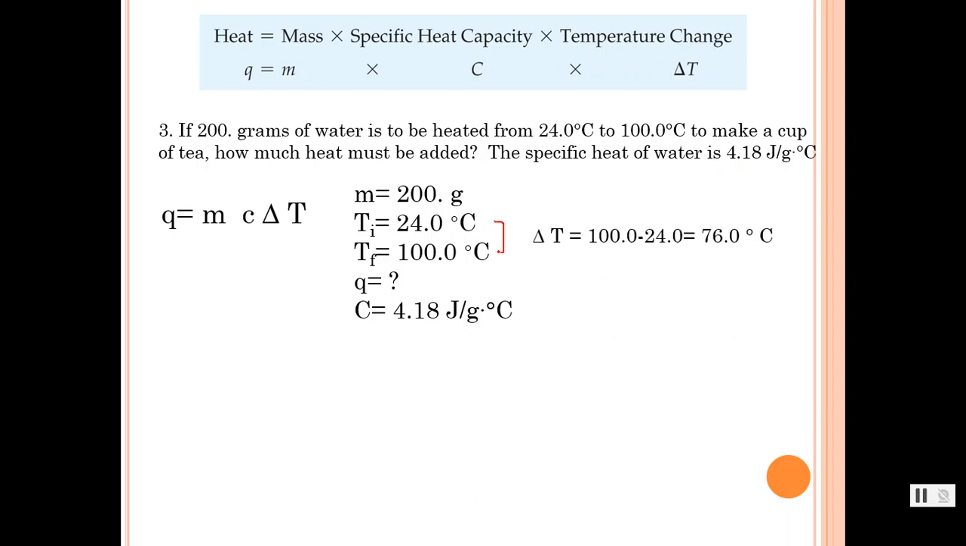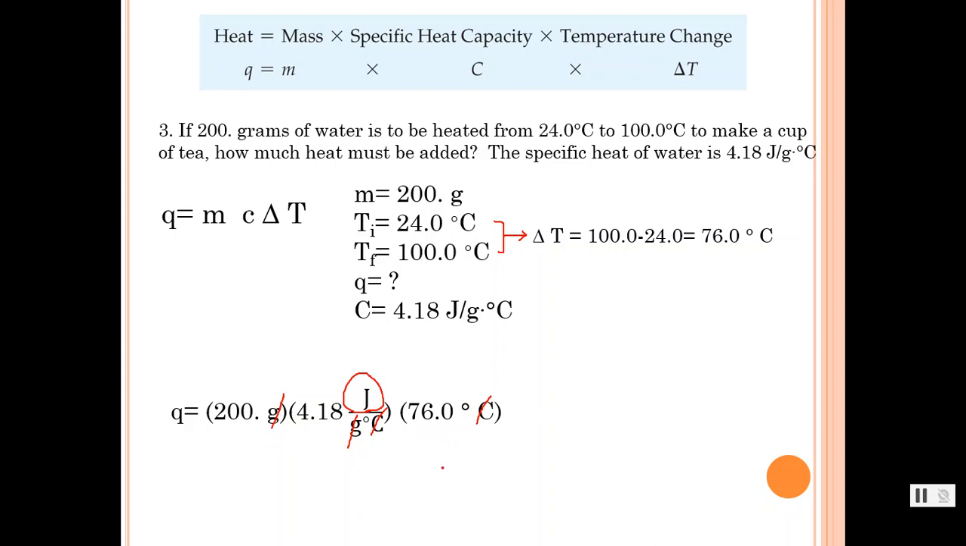Once I find my delta T by doing final minus initial, I can go ahead and start substituting in values into my Q equals MC delta T equation. And I see that my gram units cancel, my Celsius units cancel. I'm left with joules, which is great. That's what I'm looking for. I'm looking for heat. Answer in joules.